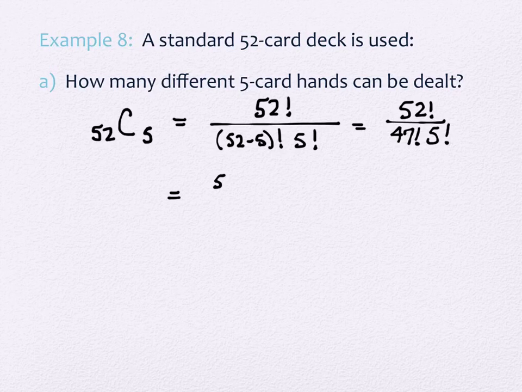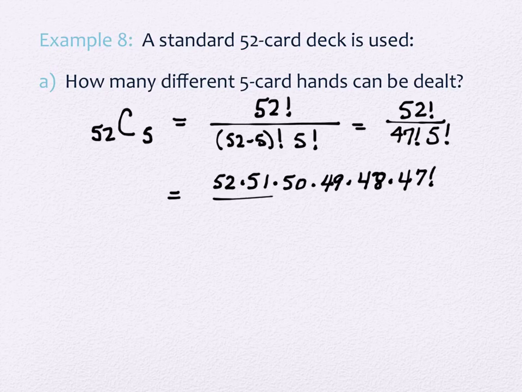All right, so I'm going to write the 52 out till I get to what? 47 or 5? 47. Save yourself some time. 52, 51, 50, 49, 48, 47 factorial. There's my 47 factorial on bottom. And then I have 5, 4, 3, 2, and 1. All right, 47 factorials cancel.